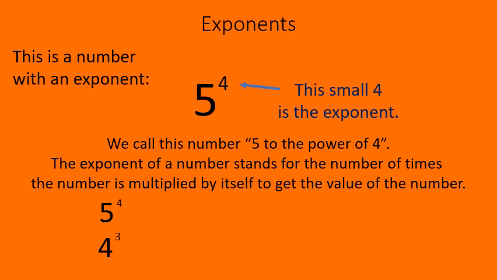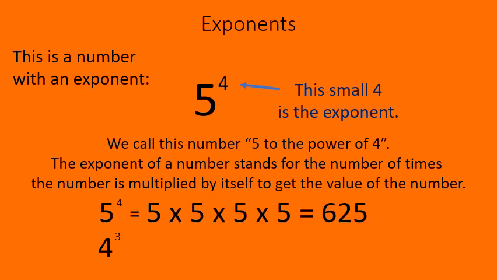The exponent of a number stands for the number of times the number is multiplied by itself to get the value of the number. For example, 5 to the power of 4 equals 5 times 5 times 5 times 5, which equals 625. 4 to the third power equals 4 times 4 times 4, which equals 64.